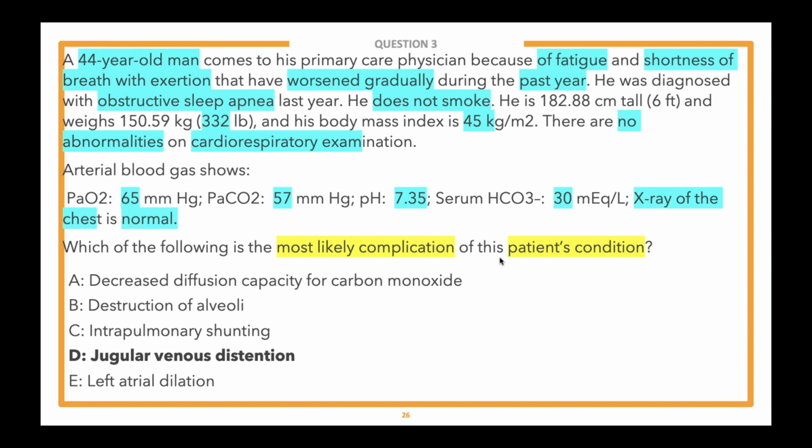Lastly, answer choice A, decreased DLCO. This would also be present in some things such as interstitial lung disease, okay? Well, again, we know based on that cardiorespiratory exam and chest X-ray that those are less likely. So the best answer choice here is D. Definitely a tough question, but hopefully a good learning case for you guys.